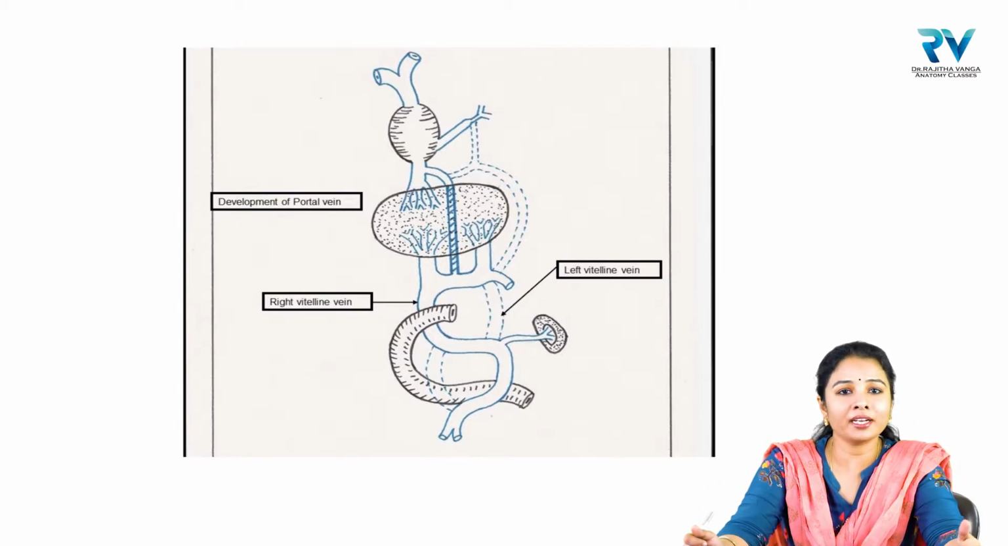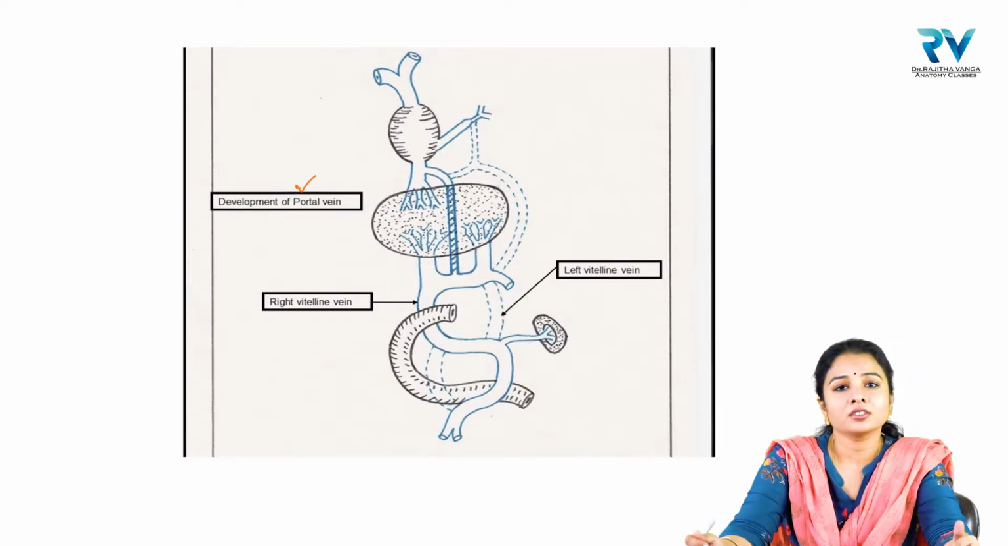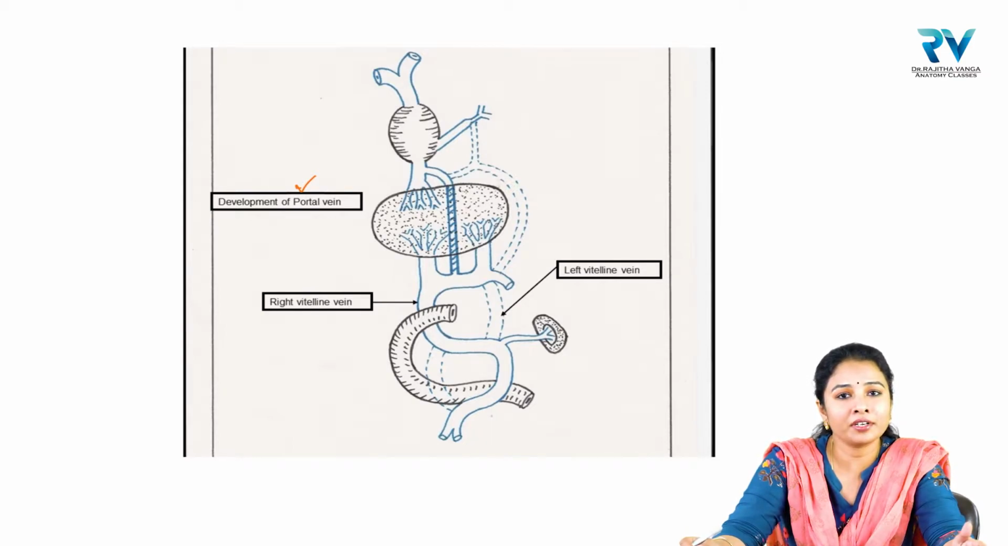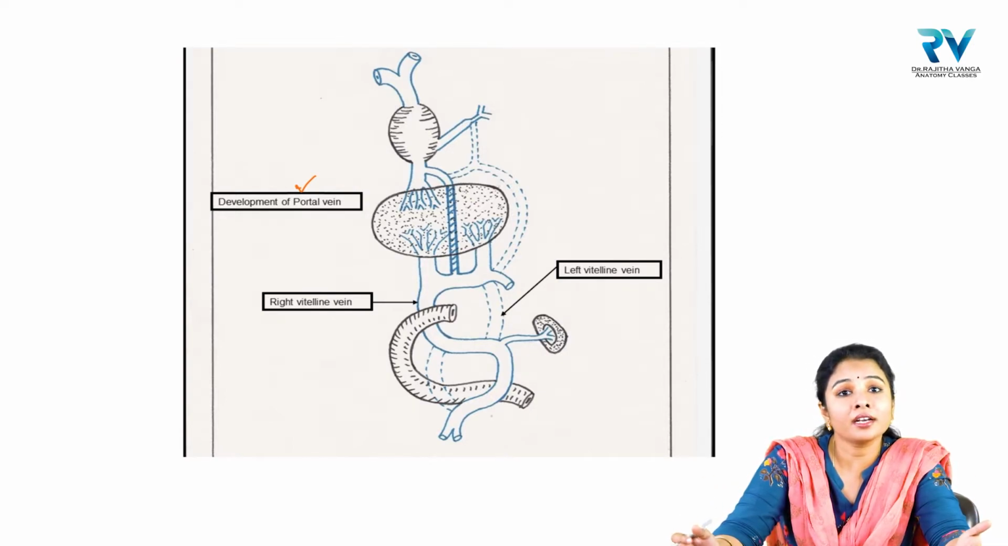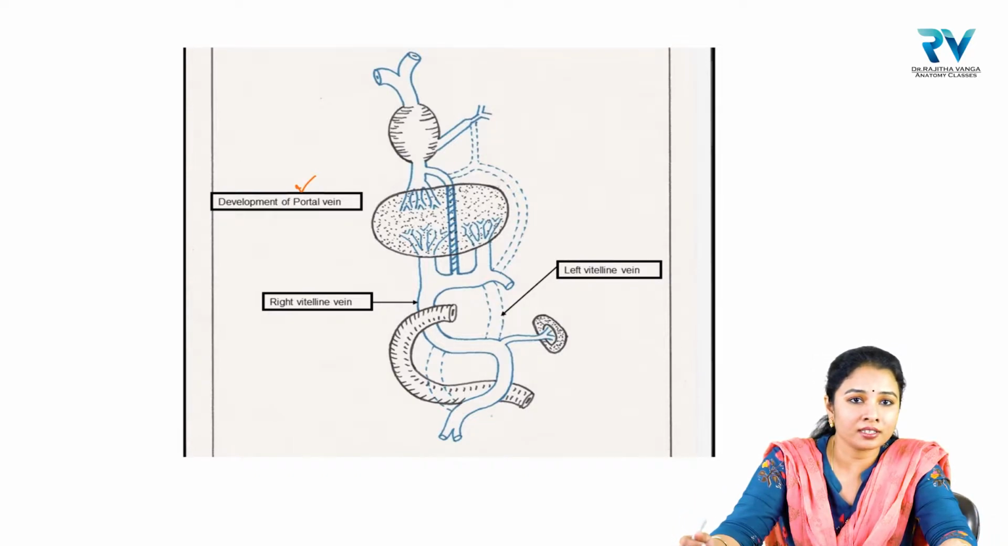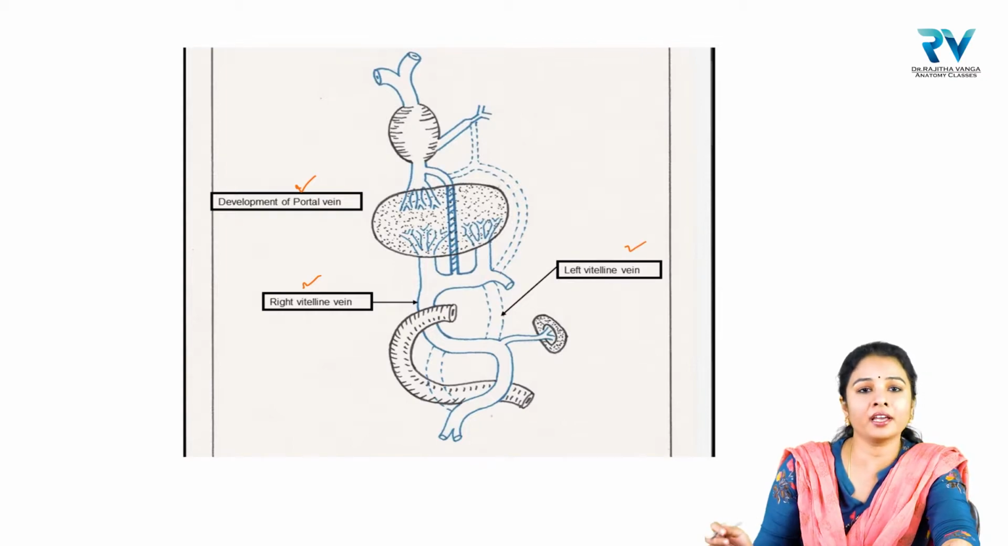So here is a schematic image where we see the development of portal vein. Portal vein develops from vitelline veins. There are two vitelline veins, right and left vitelline veins, which drain the GIT, that is gastrointestinal tract, and part of the visceral organs. The body wall in the fetal life is drained by cardinal veins, and the other set of veins are the umbilical veins, which drain via the umbilical cord into the placenta. So portal vein develops from vitelline veins. There are two vitelline veins, right vitelline vein and left vitelline vein.